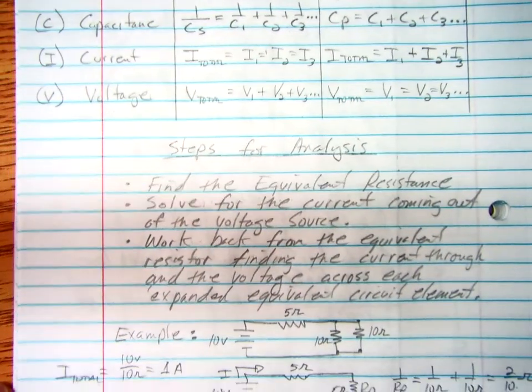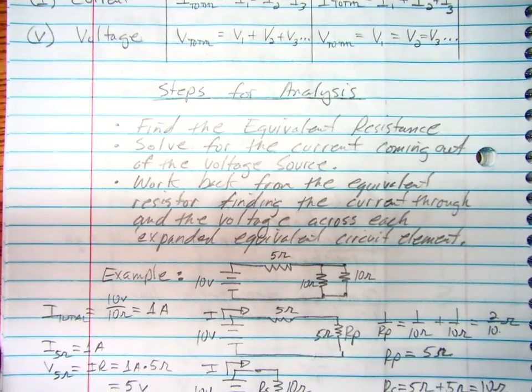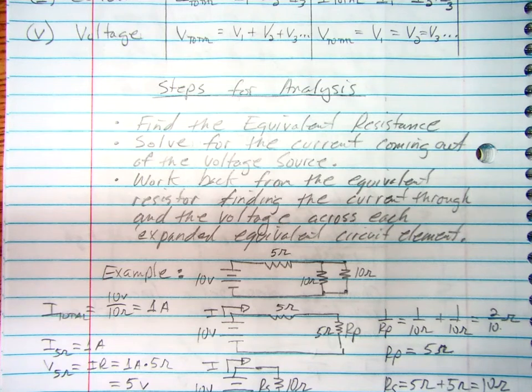Okay, we're going to be analyzing circuits, and there's a few steps. I've written just 3 here. We've practiced finding equivalent resistances in the past, and so the first thing you need to do is take your circuit and turn it into one equivalent resistor.